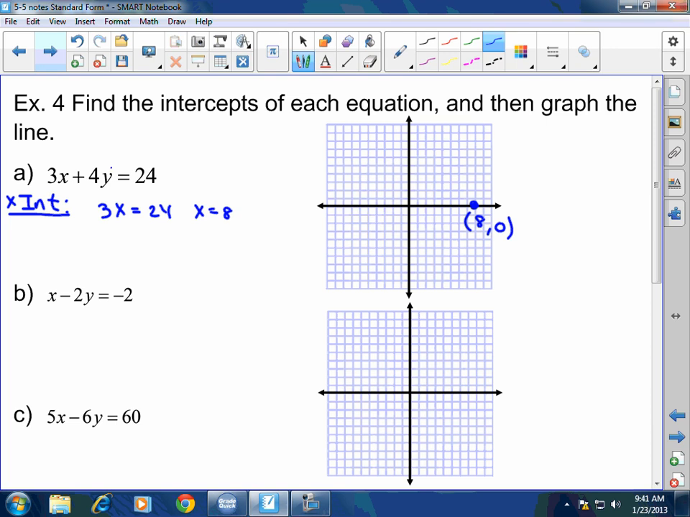What happened to the 4y? What's 4 times 0? 4 times 0 is 0. So I don't need to put that. It went bye-bye for the x-intercept.